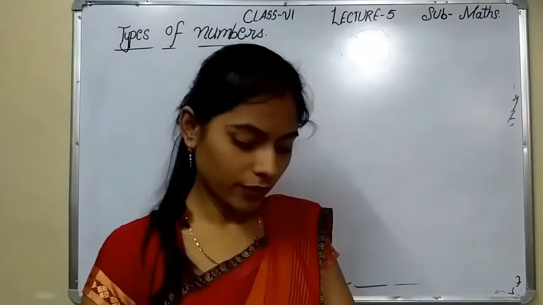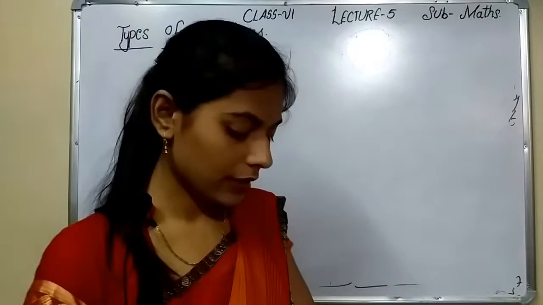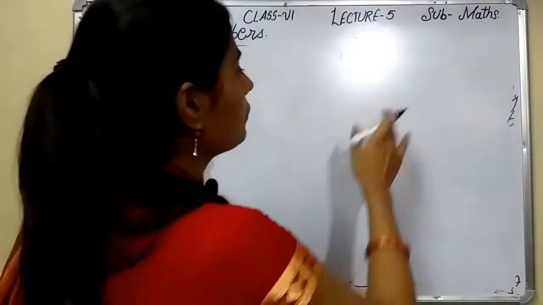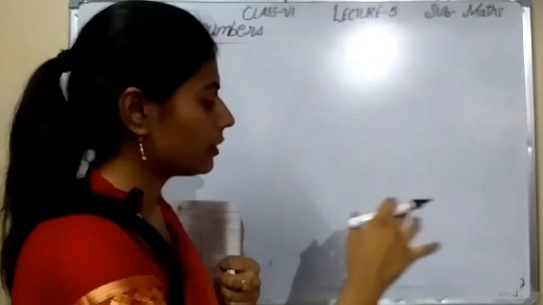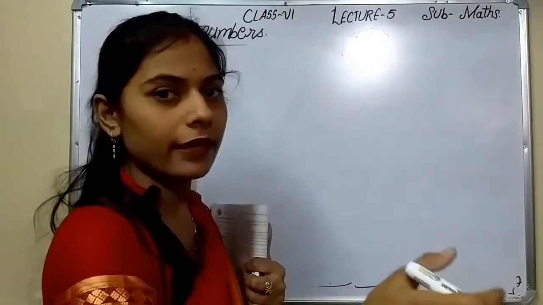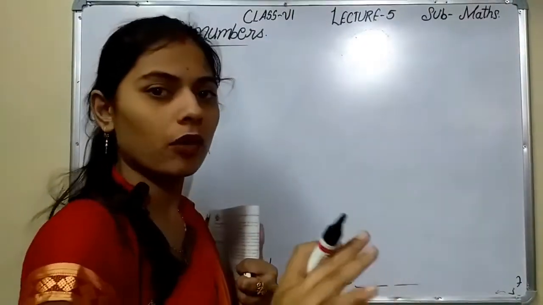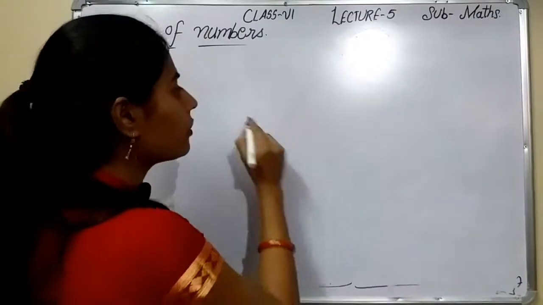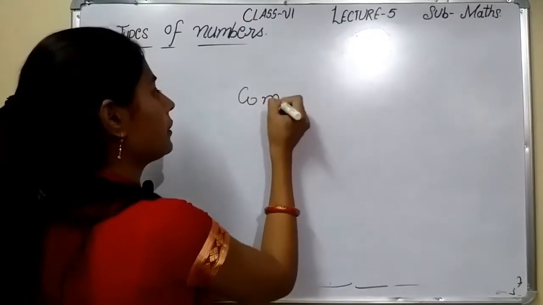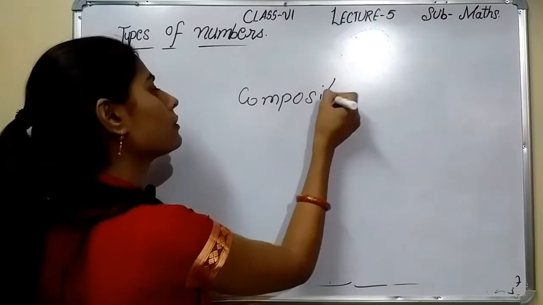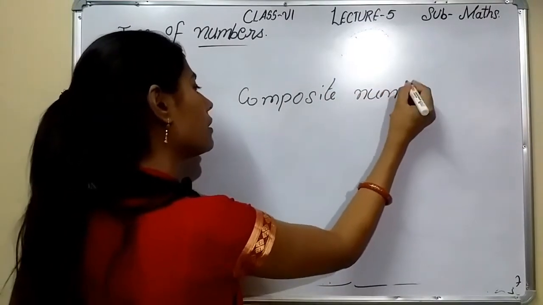There are many numbers with more than two factors. These are called composite numbers. Now say, except these numbers 2, 3, 5, 7, 11, all other numbers have more than two factors. These are called composite numbers.